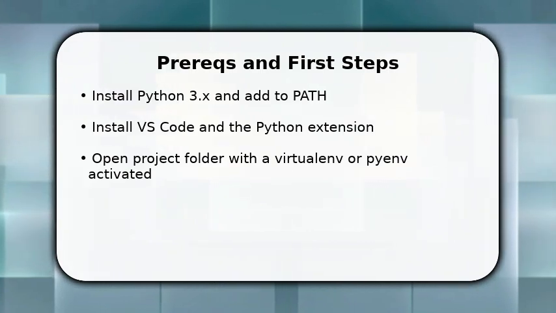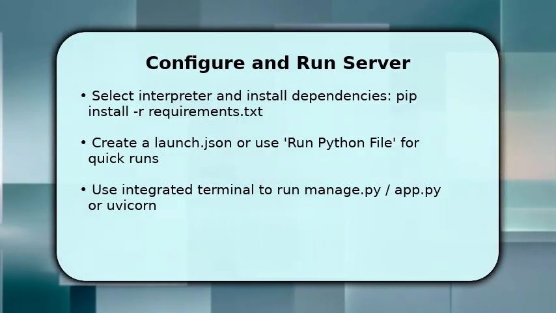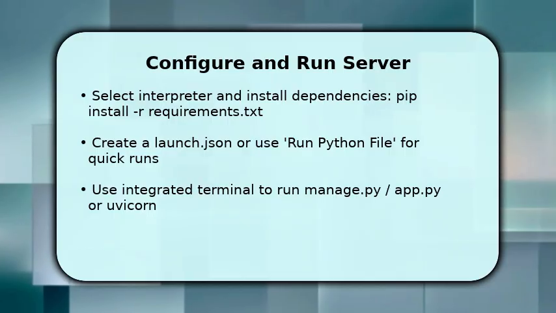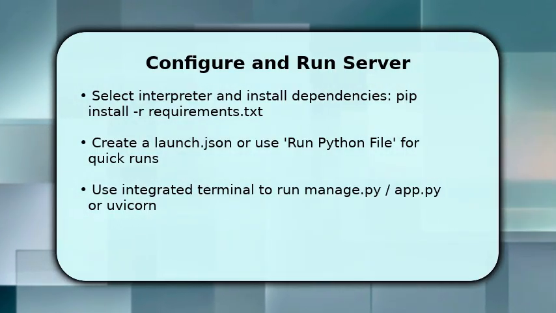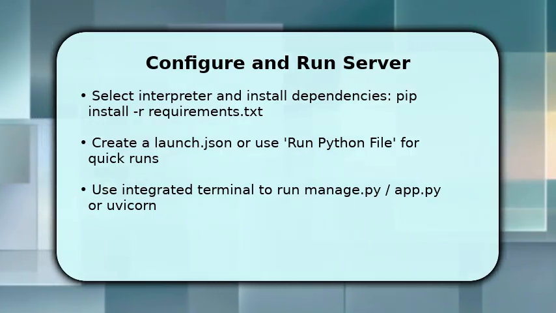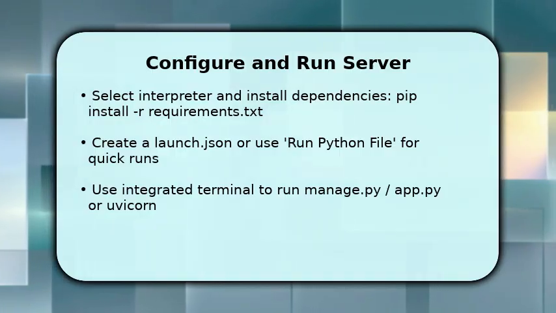Now you configure execution. Choose the virtualenv interpreter in VS Code, then install project dependencies via pip. Once installed, create a simple launch.json for debugging or use the integrated terminal to run your server: python app.py, python manage.py runserver, or VS Code main app reload.